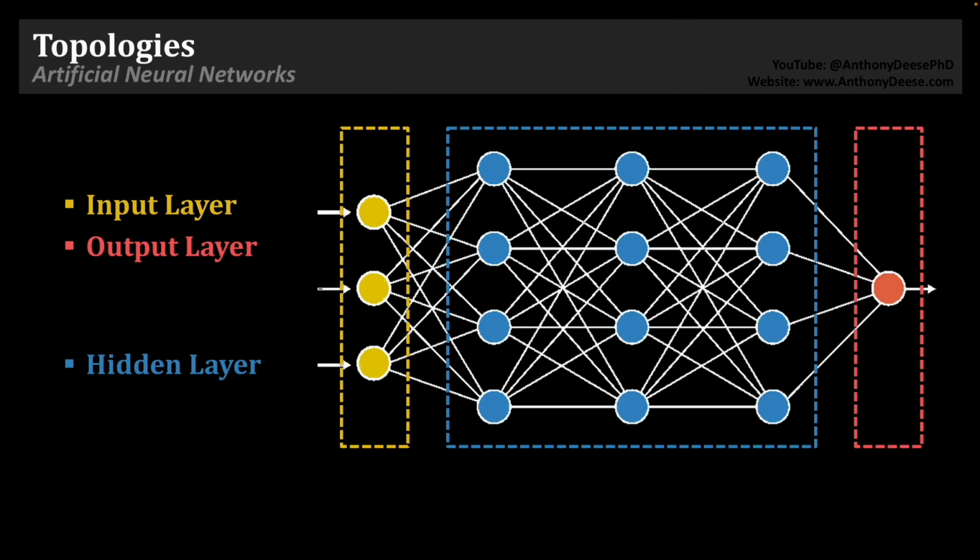Here we have a visual representation of our feed-forward network. The input layer is shown in yellow, the output layer is shown in red, and we have 3 hidden layers shown in blue. And if we assume that all of these connections are unidirectional, then that by definition makes this a feed-forward multi-layer neural network.